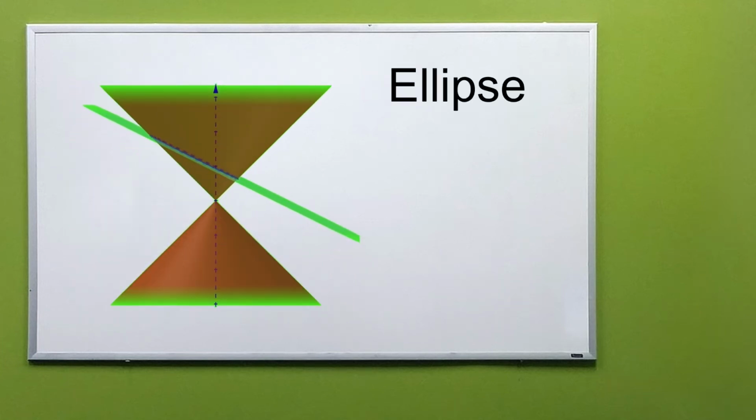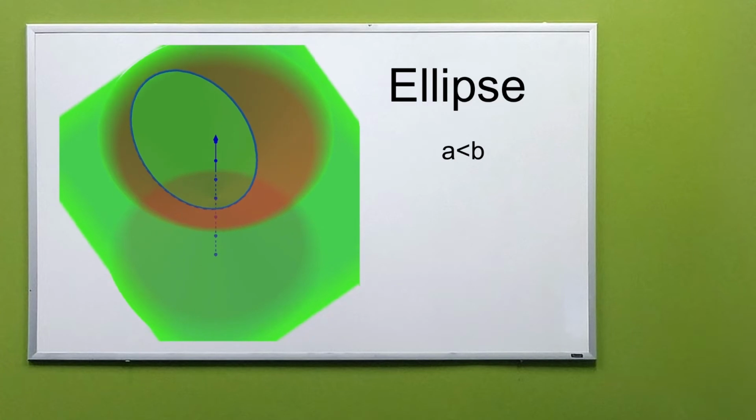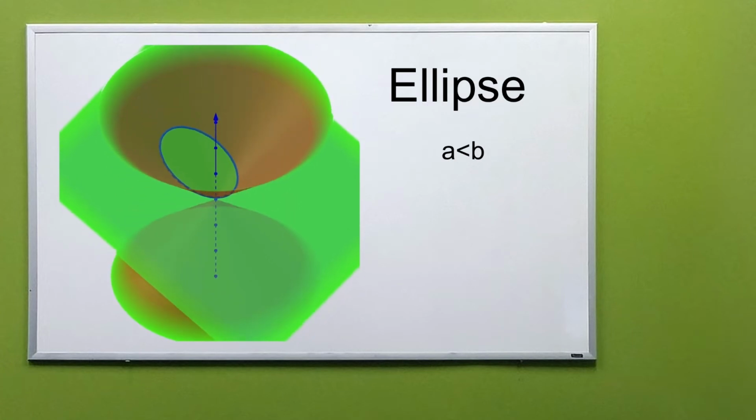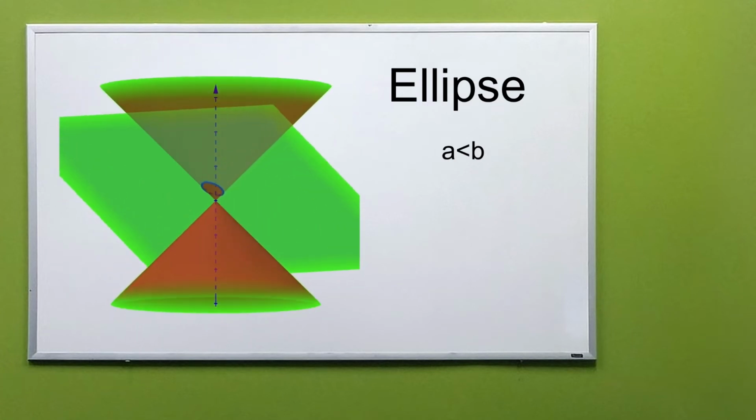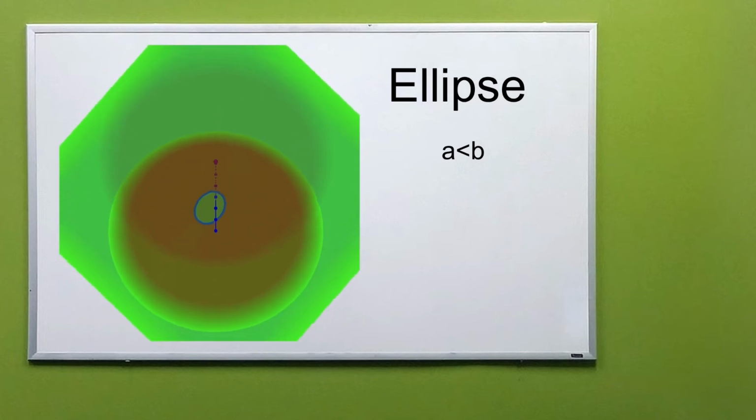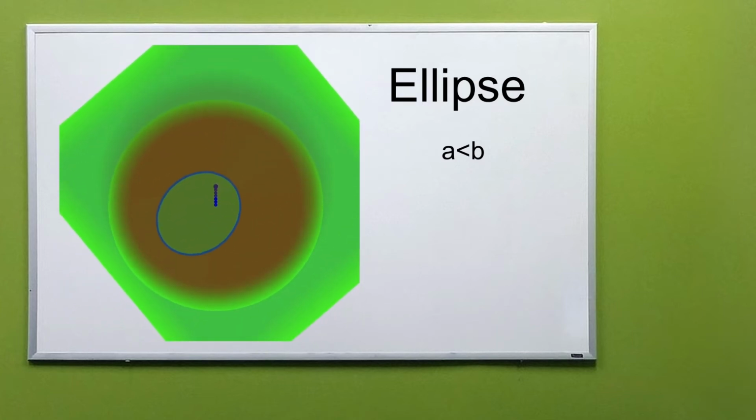When the plane intersects with the double right circular cone in such a way that the angle between the axis and the plane is greater than the vertex angle, then an ellipse is formed.